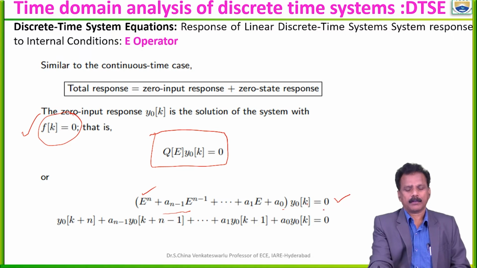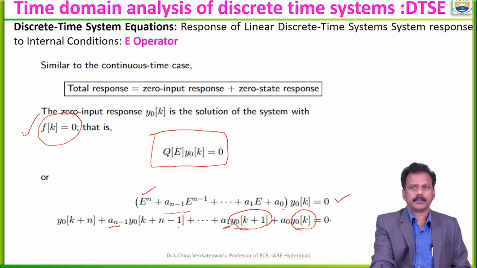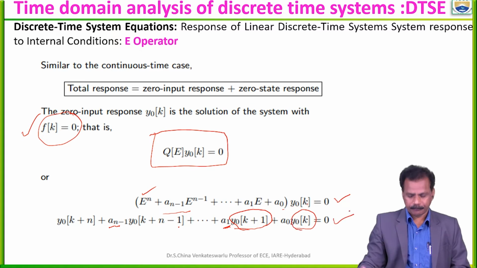So y0 of k plus n, plus a_{n-1} y0 of k plus n minus 1, and so on, plus a1 y0 of k plus 1, plus a0 y0 of k is equal to 0.